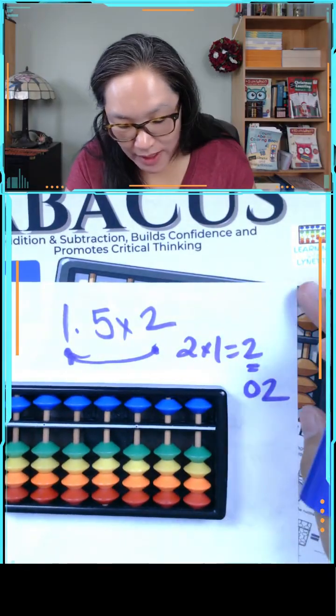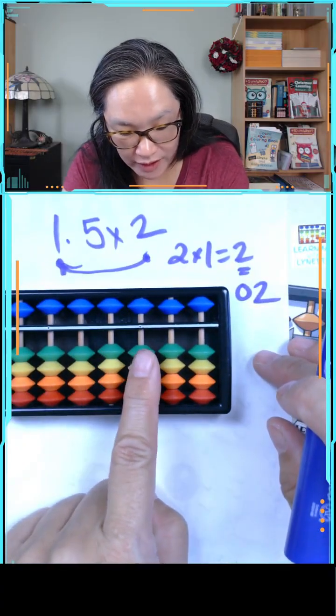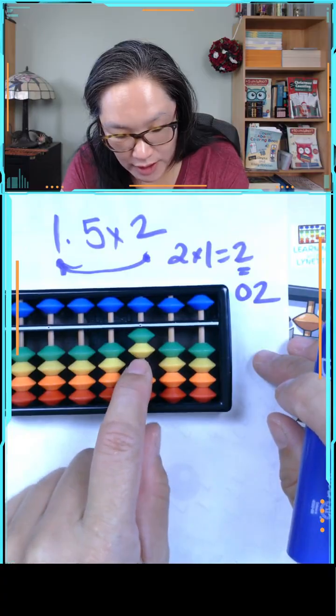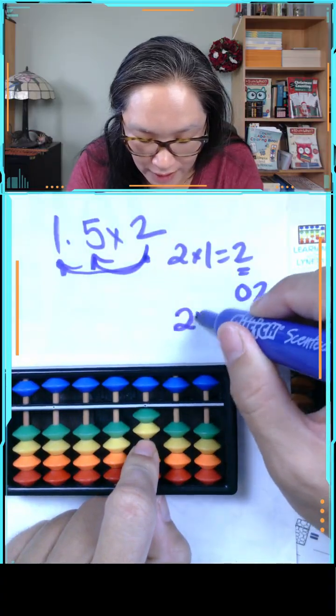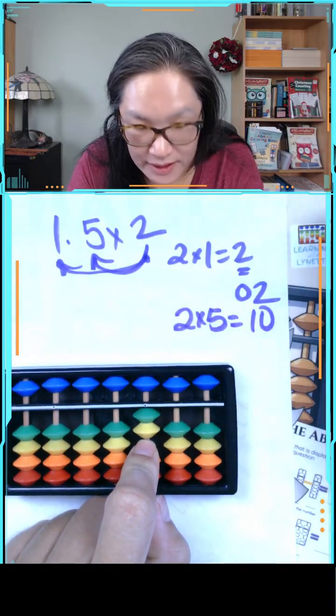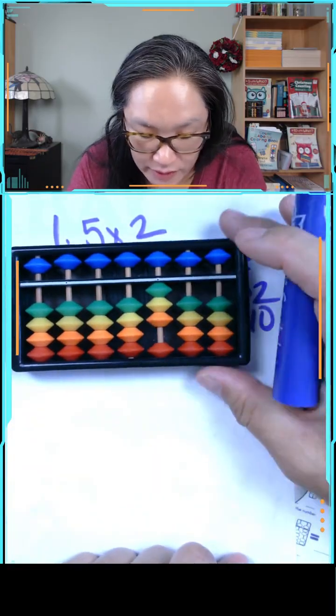Because we made it from a single digit to a double digit, we need to push the number over to here. So my answer is 2. Now what are we going to do? We're going to do 2 times 5. 2 times 5 is 10. 10, we just add the 1. So my final answer is 3.